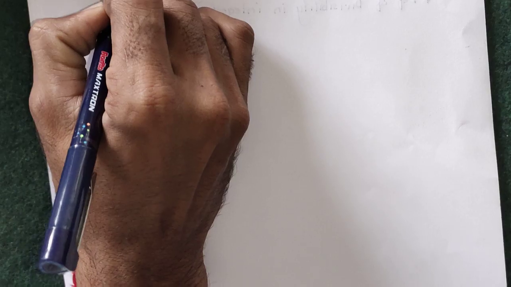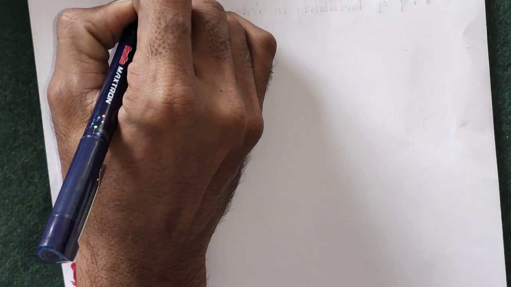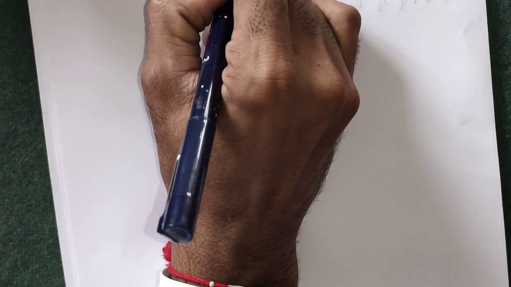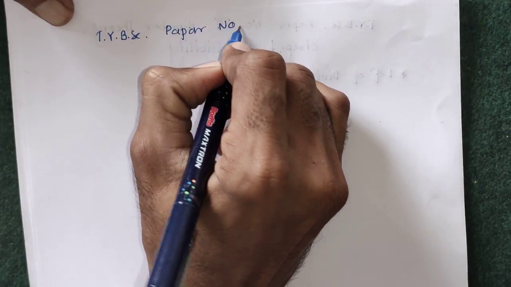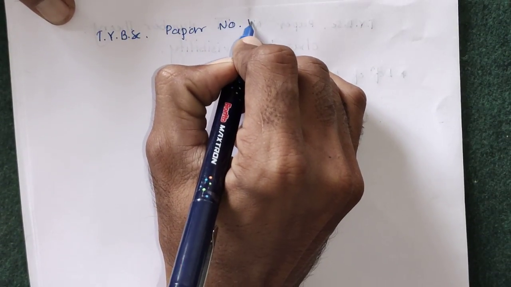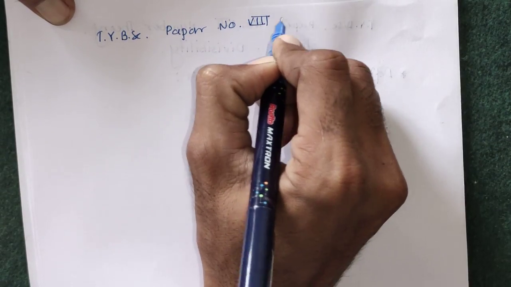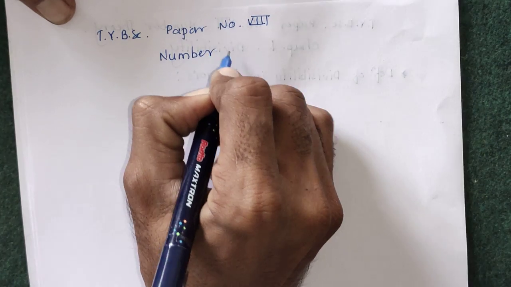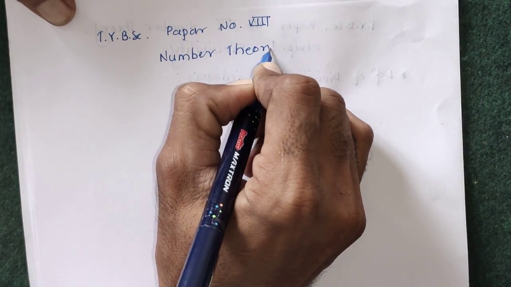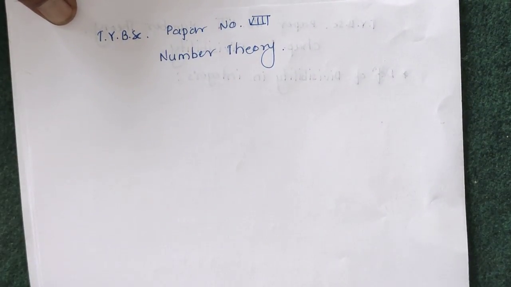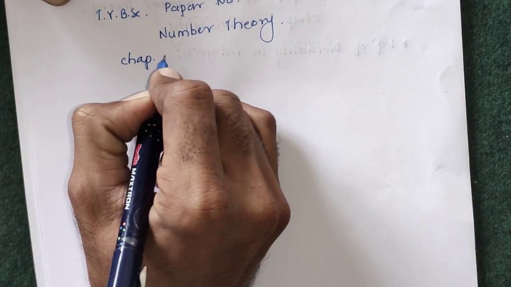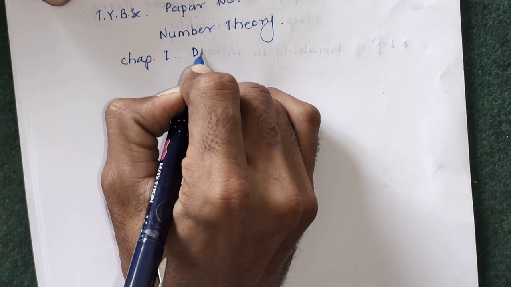TYBSc paper number 8, number theory. First chapter, divisibility.